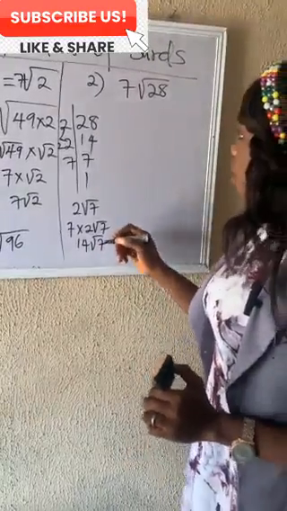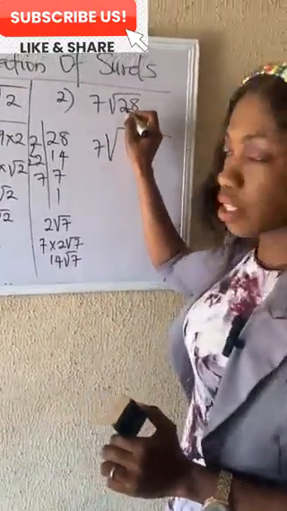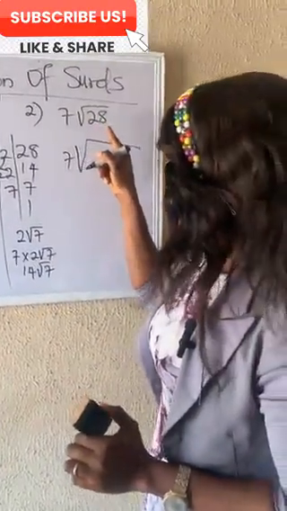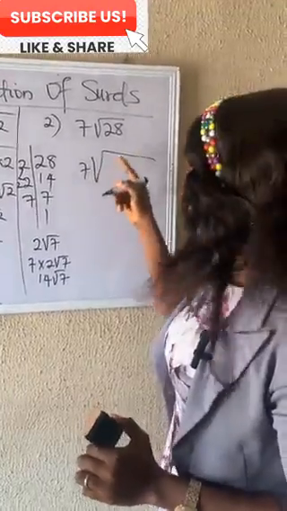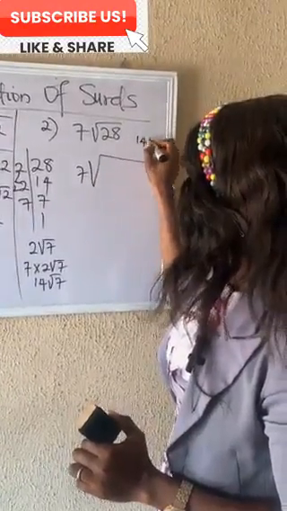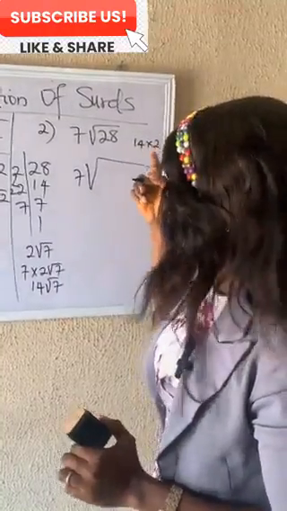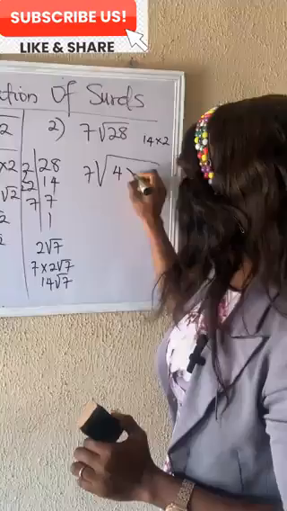If you want to go by the next method, you can still do it this way. 7 times 28, the perfect squares. There are so many numbers that can multiply to give us 28. You can also have others, but we are picking the ones that have surd. When you multiply 14 by 2, it will give us 28. But we're not using 14 and 2 because there is no perfect square in 14. So we are choosing 4 times 7.